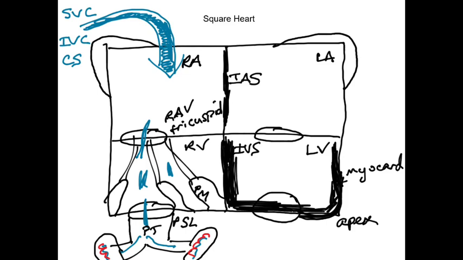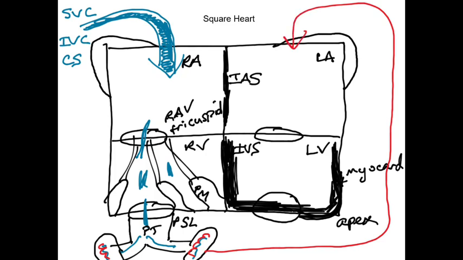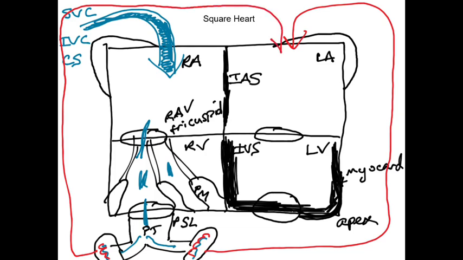That blood now is going to leave the lungs, and it's going to come back to the heart and enter in the left atrium. So from both lungs, it's going to come back. Again, I'm just trying to draw this crazy square heart. It's going to come back into the left atrium. And the way it got there is through pulmonary veins. So these are the pulmonary veins, PV.